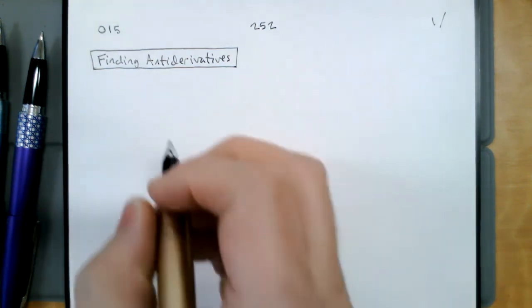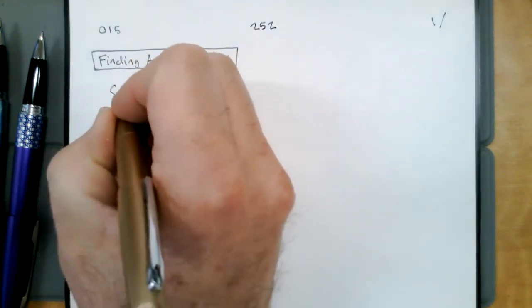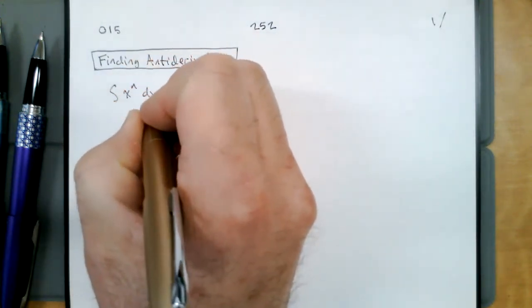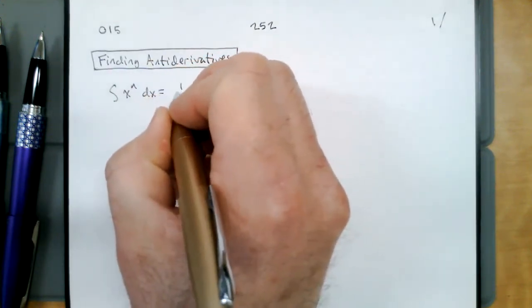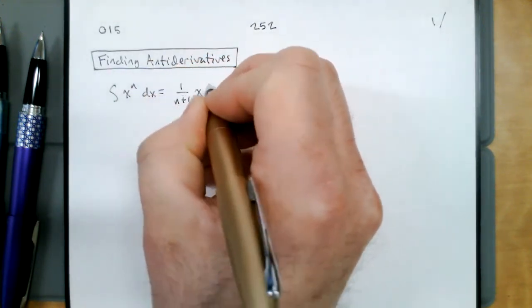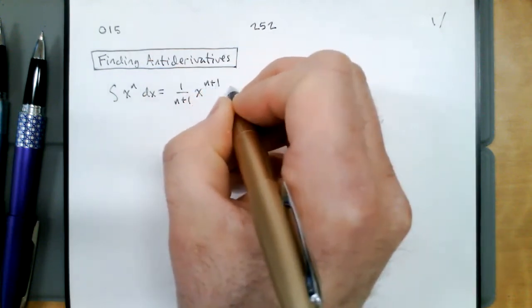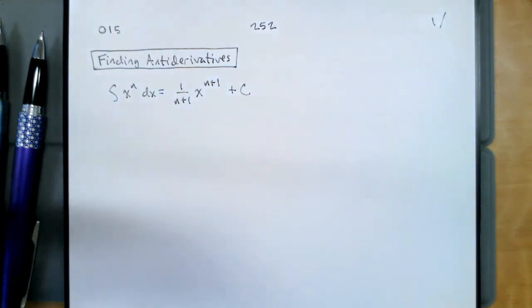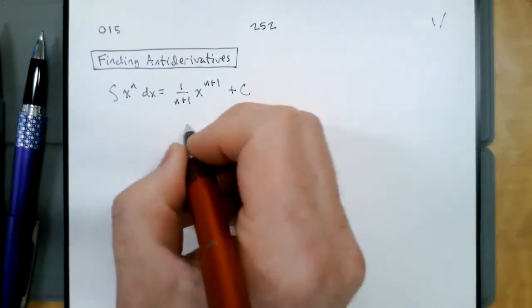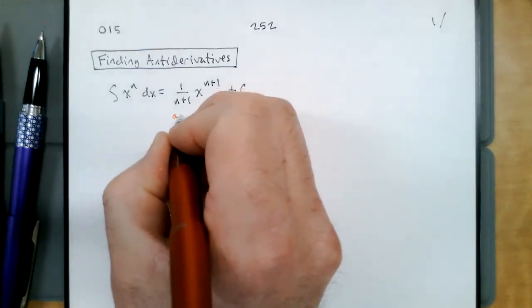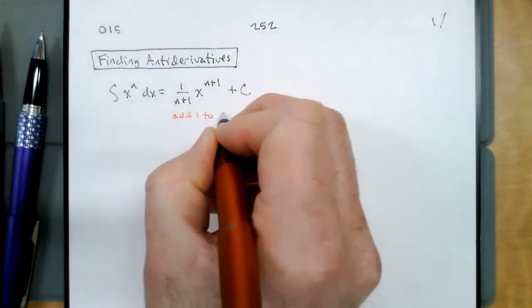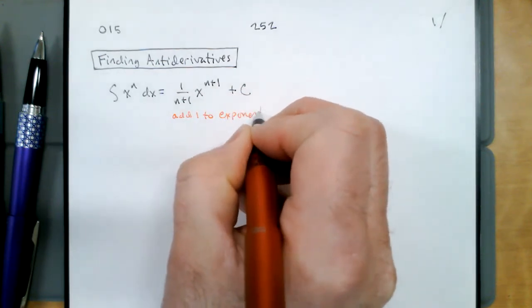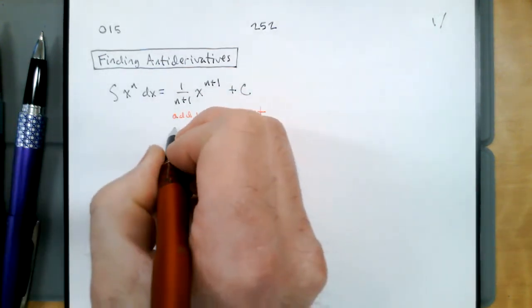Yesterday, we talked about the big one, the integral of x to the n dx is 1 over n plus 1 times x to the n plus 1 plus c. Add 1 to the exponent, divide by the new exponent. Those are the words that go along with this. Add 1 to the exponent. Divide by new exponent.